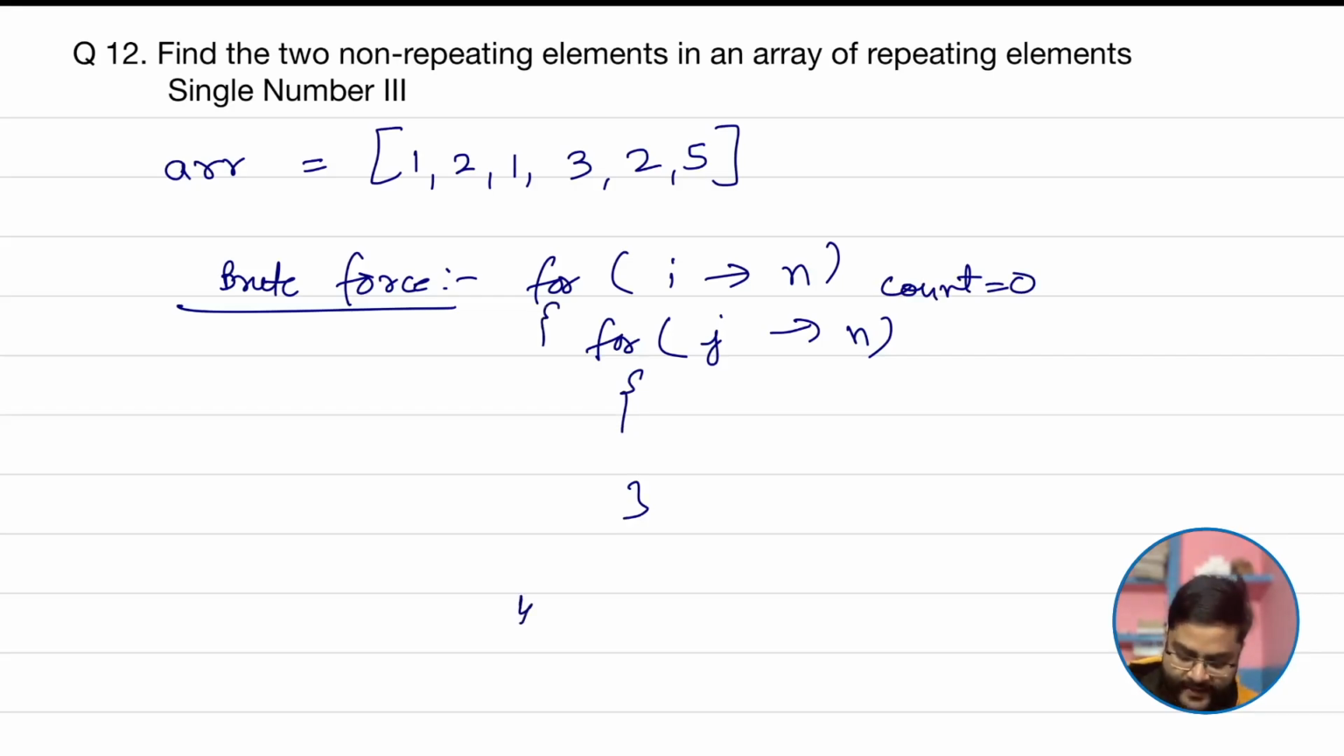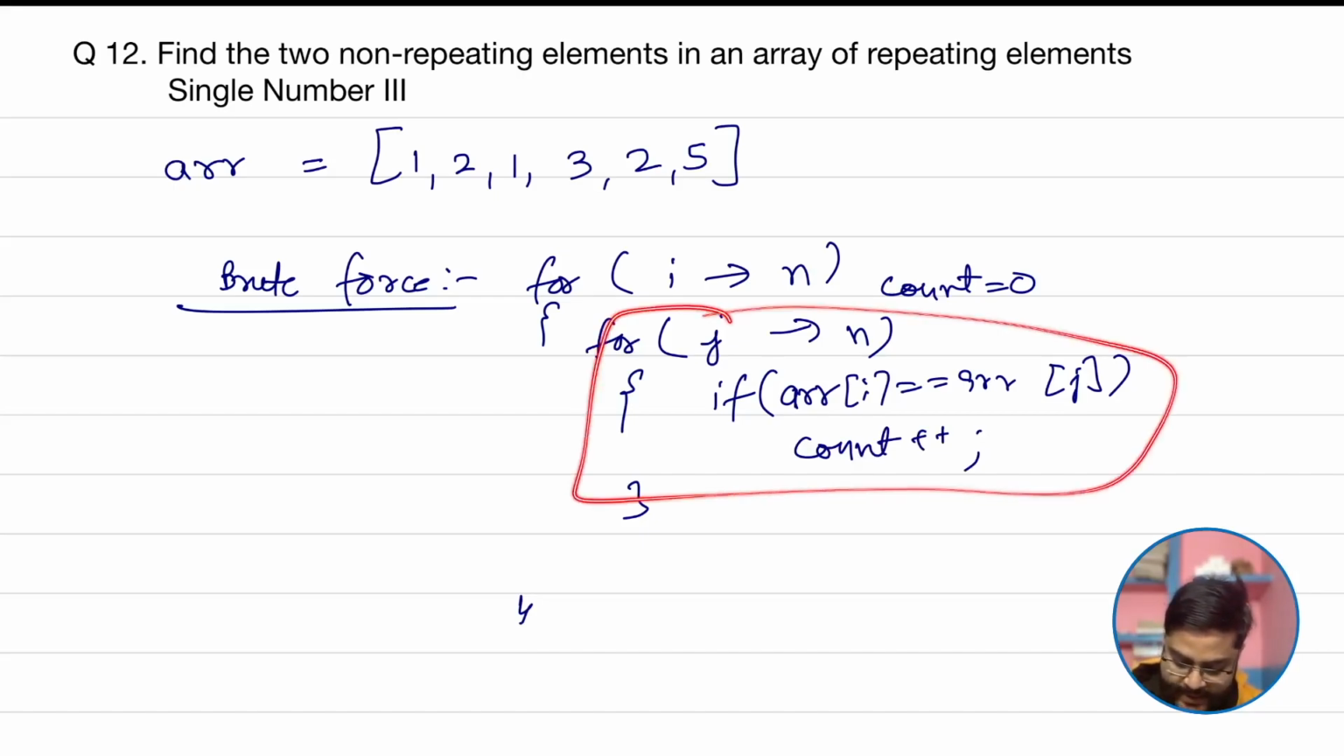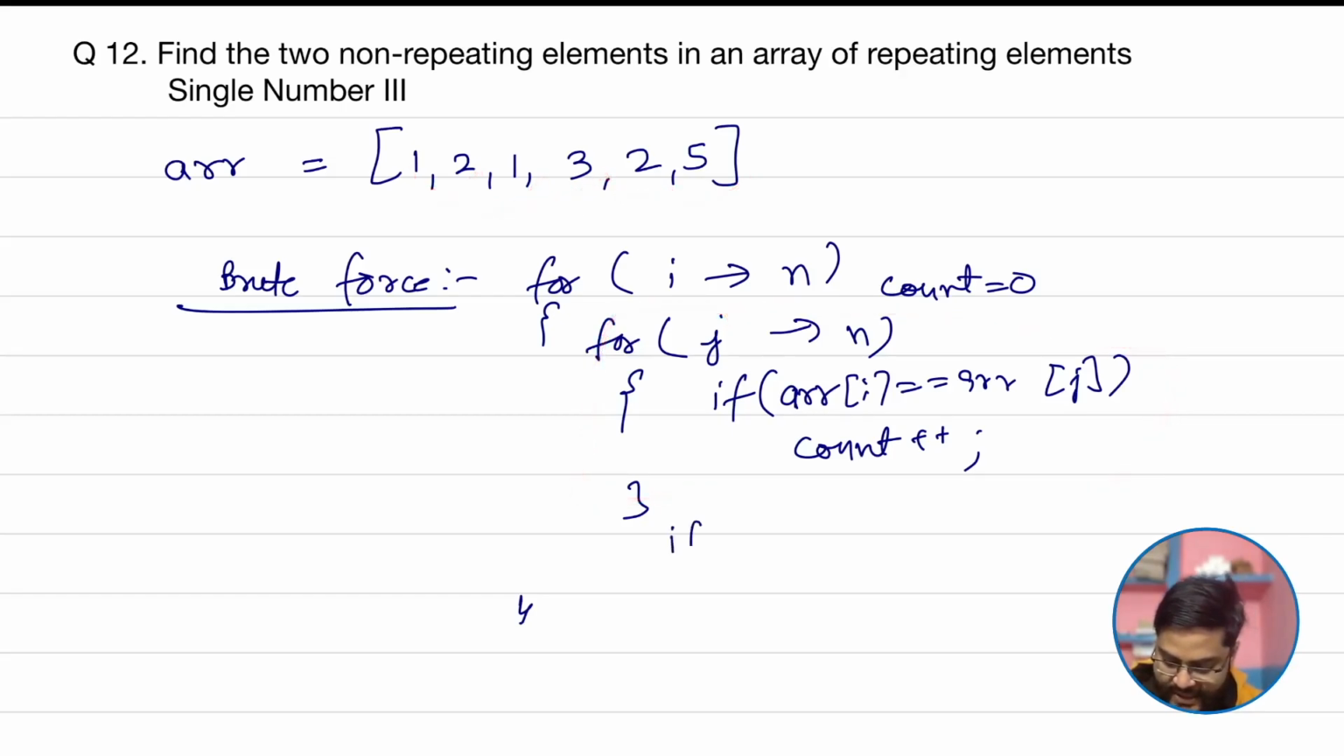Okay. And I'll keep incrementing my count. So if my array of i equals my array of j, I'll keep incrementing my count. And at the end of this inner loop, at the end of the whole traversal, one time, I will check if my count is 1, then I will add it in the answer.